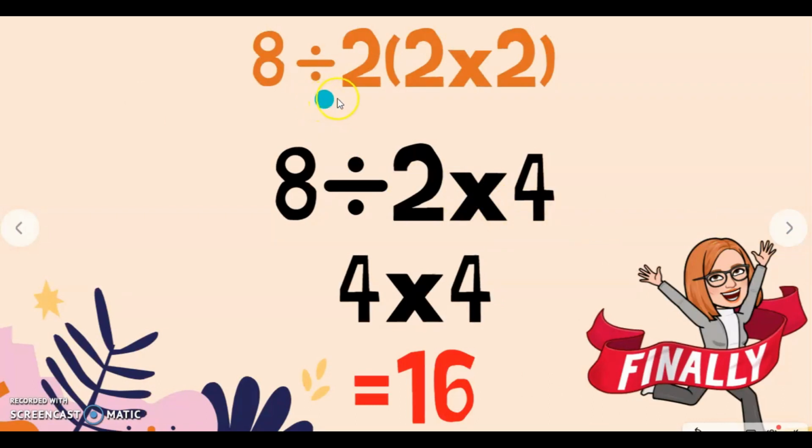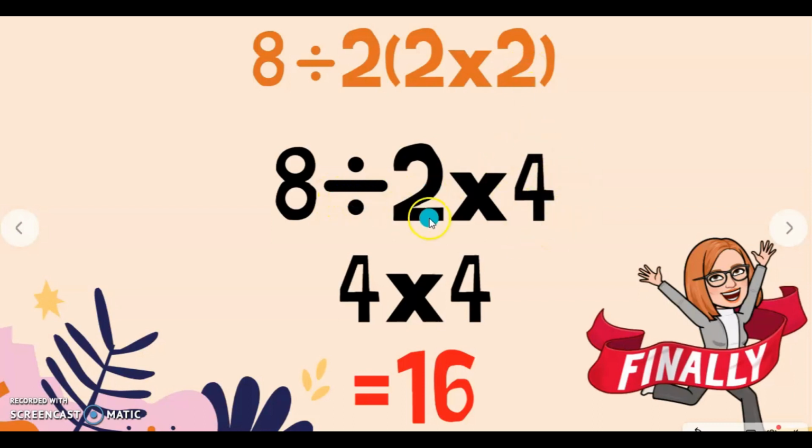Finally, we are going to answer the controversial question. 8 divided by 2 times the parenthesis 2 times 2. So in here, in our equation, there is no operation. But it is understood that if there's no operation, we are going to multiply. So we are going to answer this one first. 2 times 2 is 4.